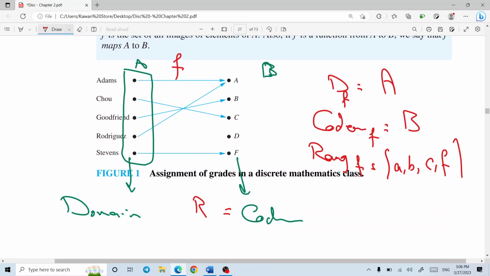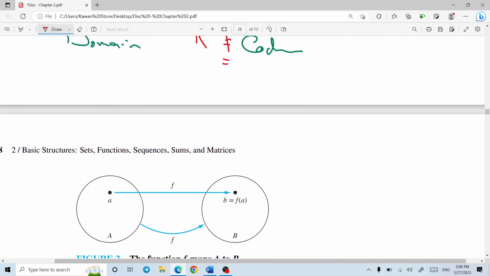Okay? But if you ask me about the range, I say all those elements that have a relation. Now you know the difference: sometimes they are equal, sometimes not, depending on the function. Now you know the difference? Yes. So they are the range, otherwise generally the codomain.